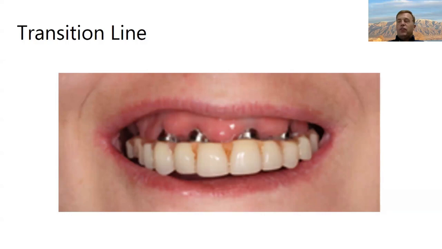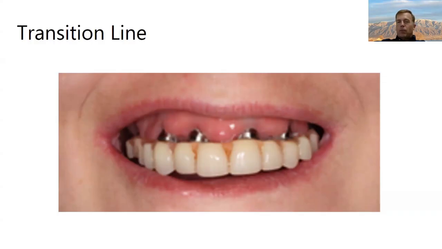Now, that doesn't necessarily mean that their muscles have quit working. It's just that behaviorally they've limited them. You give them a nice set of teeth, and all of a sudden they remember, oh, yeah, I'm going to smile from ear to ear. So the challenge is getting them to smile like that before we start the treatment, so we know what we're dealing with the transition line.